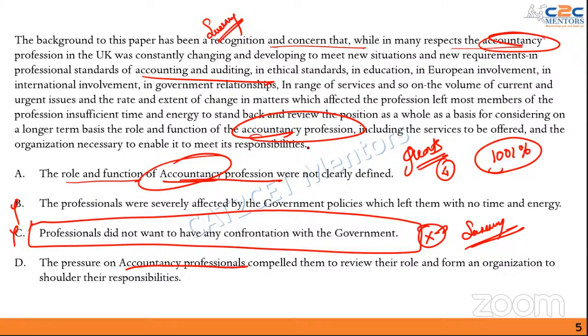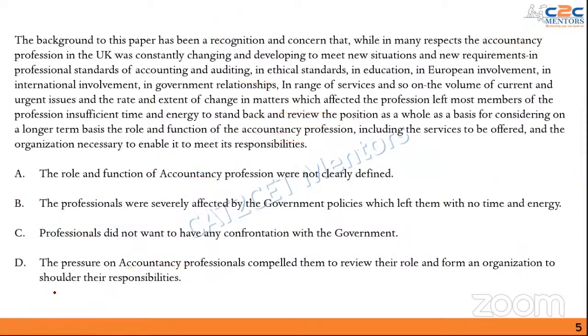Yeah. Now there is a task. You have to read this because इतना तो हमने कर लिया. अब ये 2 ही बचे हैं. एक तो ये होगा या फिर ये भाई साहब होगा. Right? अब देखते हैं एक तुक्का. Guesswork. The role and function of accountancy profession were not clearly defined. Okay. The pressure on accountancy professionals compelled them to review their role and form an organization to shoulder their responsibility. For the fact they were not clearly defined, they had to do this.